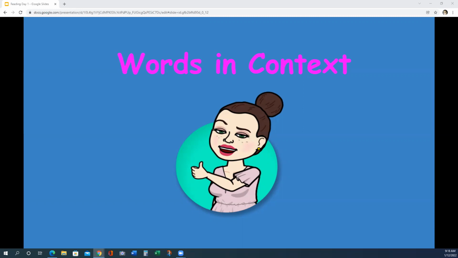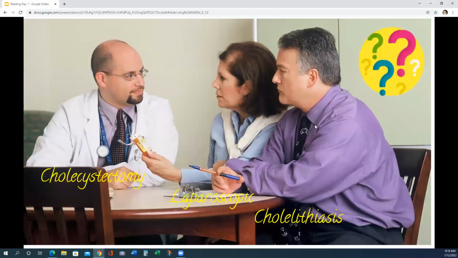Okay, so today we are going to talk a little bit about words in context. While reading, you often come across words that you may not know, but we can often find context clues in nearby words, phrases, or sentences that can help us understand the meaning of the word.